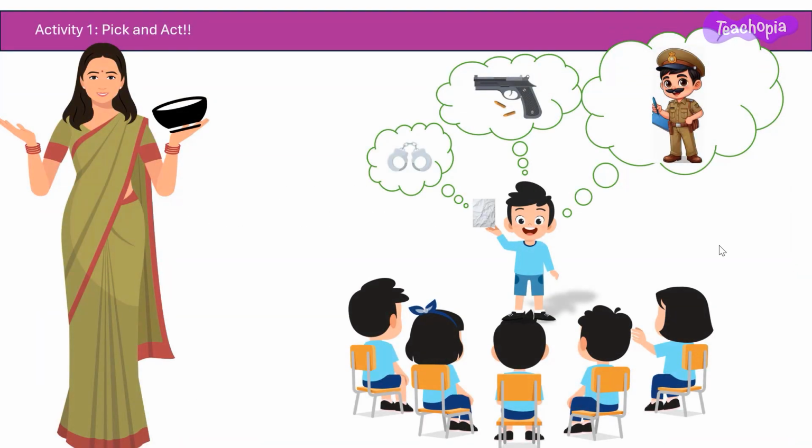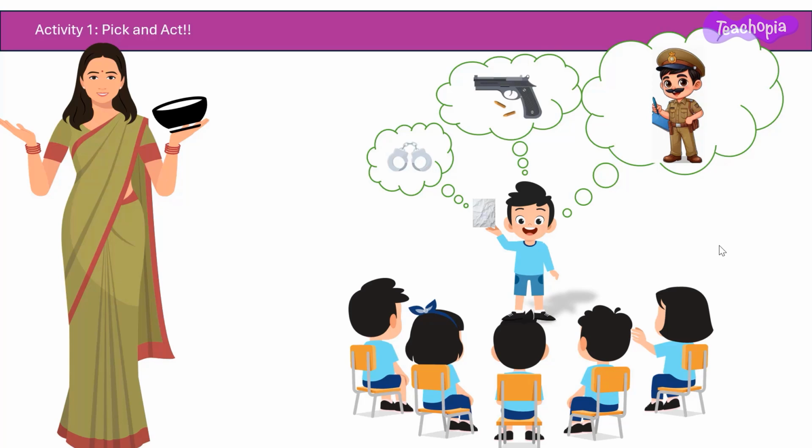Let's take a look at Activity 1, Pick and Act. It addresses the learning objective, identify and enact different activities, tasks, or work. The materials required are chits and a bowl. Before your class, you will need to create chits that contain names of different tasks or work like cooking, plowing, driving, etc. Start the session by asking the learners, shall we all play a game today?